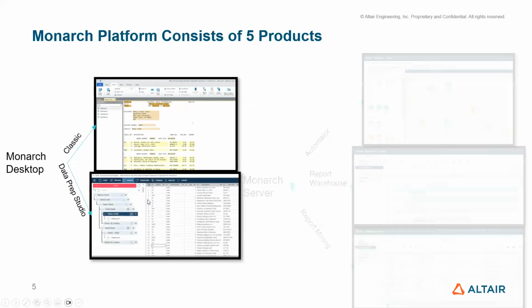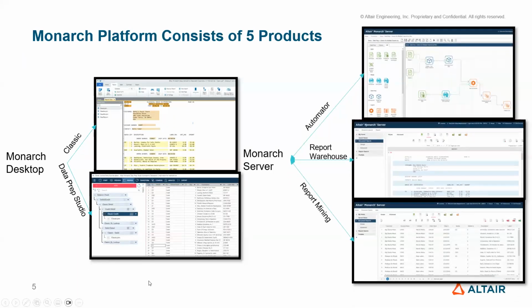This is a slide I won't spend a lot of time on, but this just talks about all of the products within the family of Monarch. So at the desktop level, there are actually 2 applications. There's the Classic, which we've been known for ever since we started. So that's great for that original use case of, hey, I have a report, an invoice, a trial balance report or whatever, and I just want to extract the data out of that report. The Data Prep Studio, on the other hand, is the new kid on the block, and we launched that in 2015. So it's not even 10 years old yet.